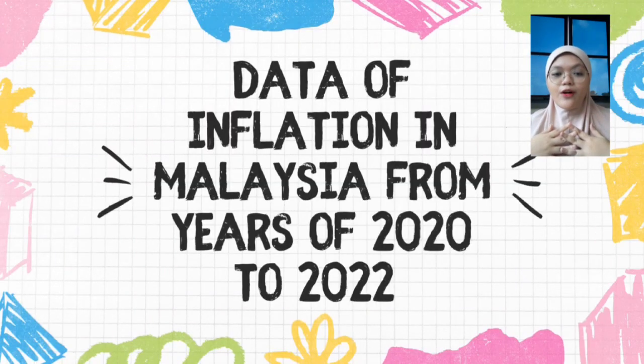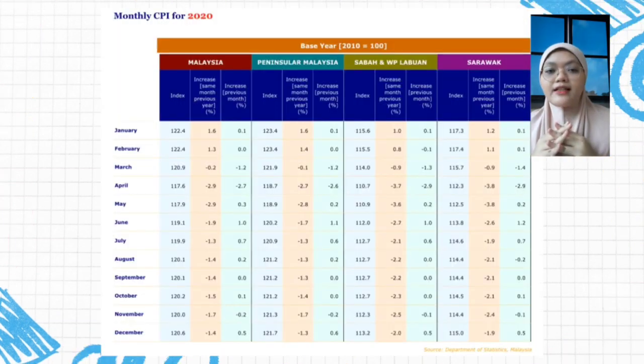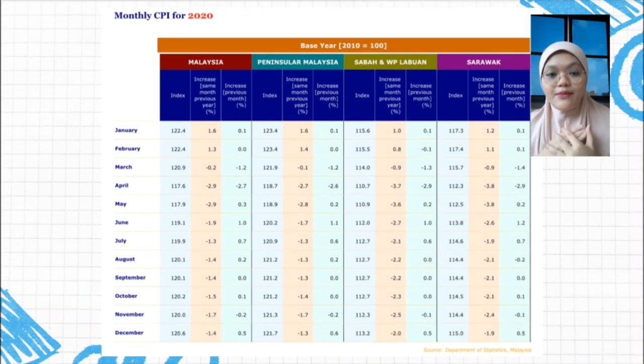So right now I'm going to talk about the data of inflation in Malaysia from 2020 to 2022. As you can see, the data records the monthly CPI for 2020, starting from January until December. The January index is 122.4, while December is 120.6. That means it's decreasing over the year, but the percentage change from the previous month is increasing from 0.1 to 0.5.